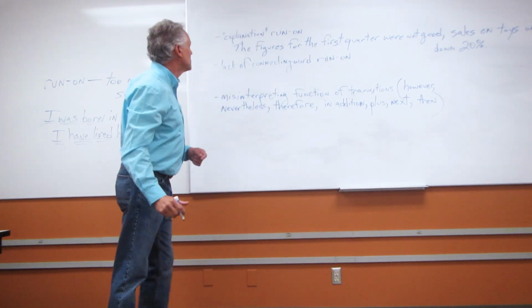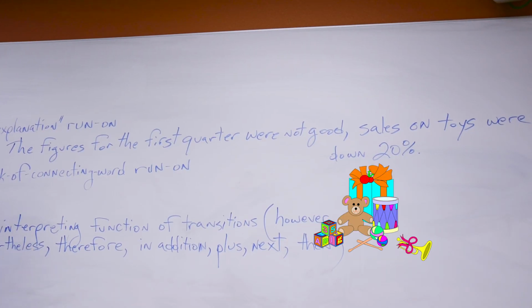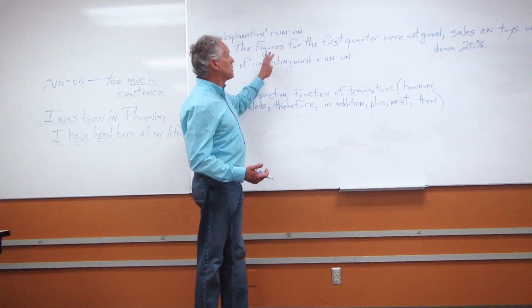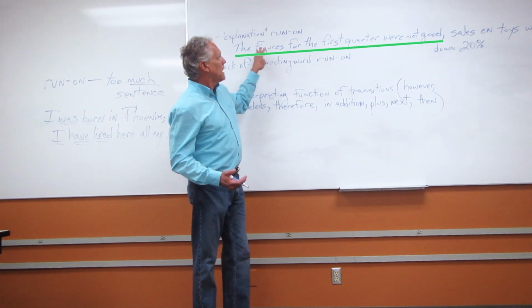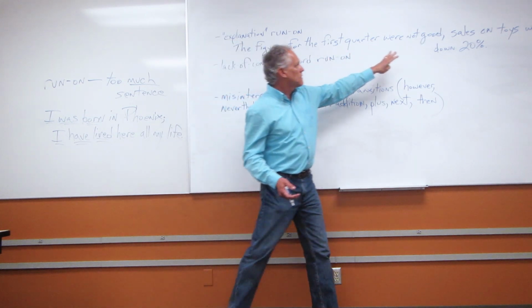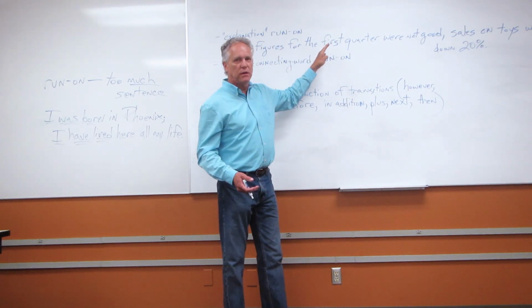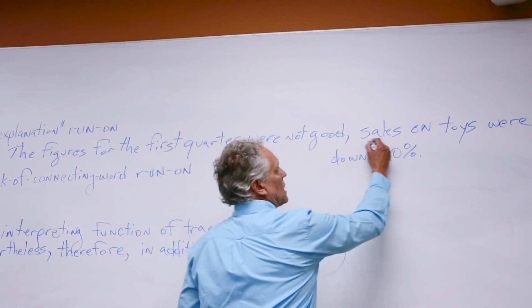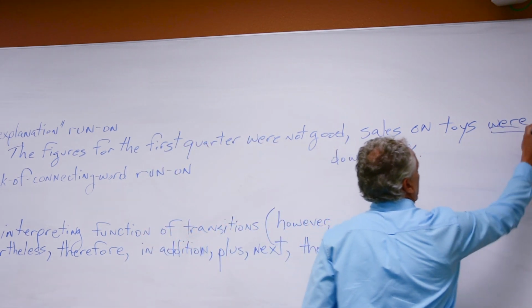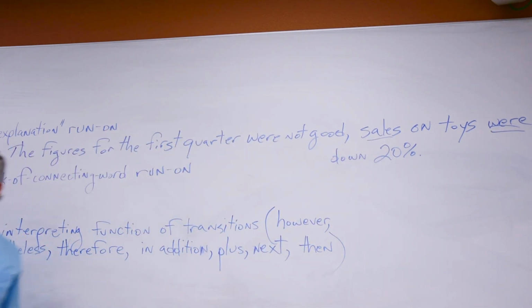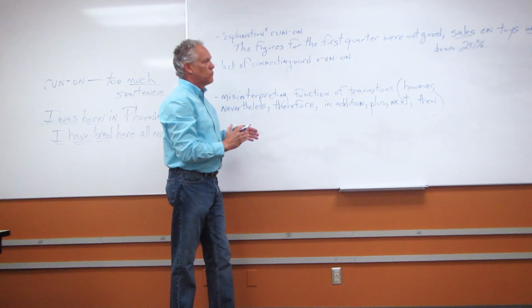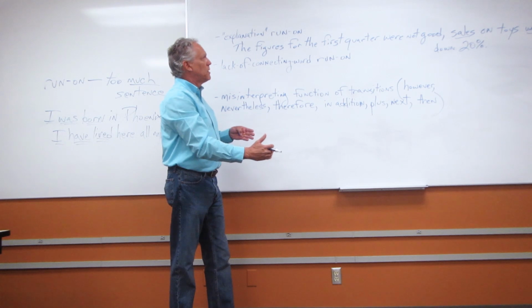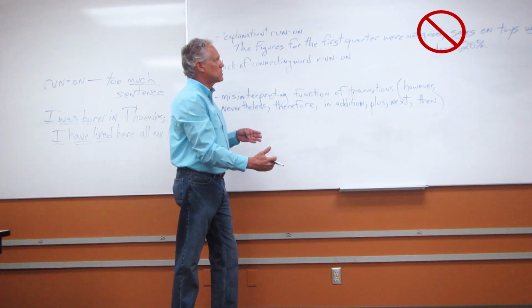Okay, so the sentence says, the figures for the first quarter were not good, sales on toys were down 20%. So the figures for the first quarter were not good. This already has a complete idea in it. What the second part wants to do is to quickly explain what not good means. But sales on toys is a subject, a verb, and is a complete idea again. So the fact that it rushes on to explain, understandable, but does not work as far as sentence structure goes.